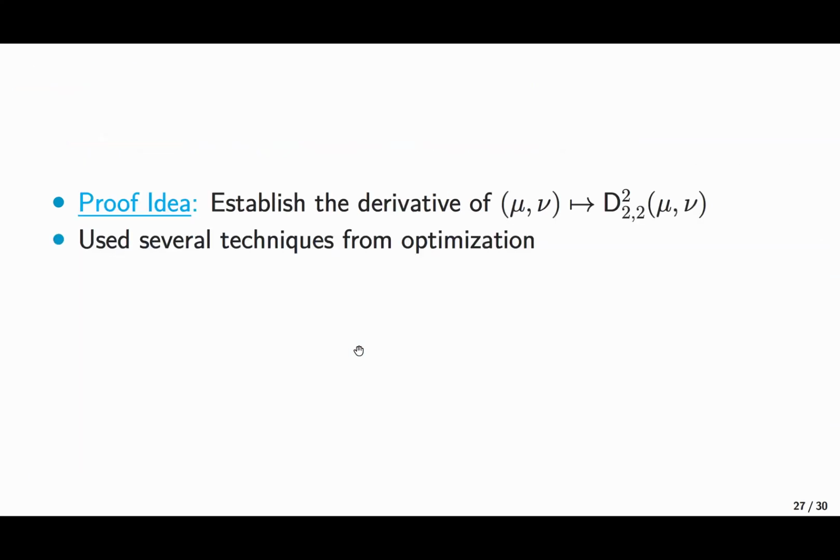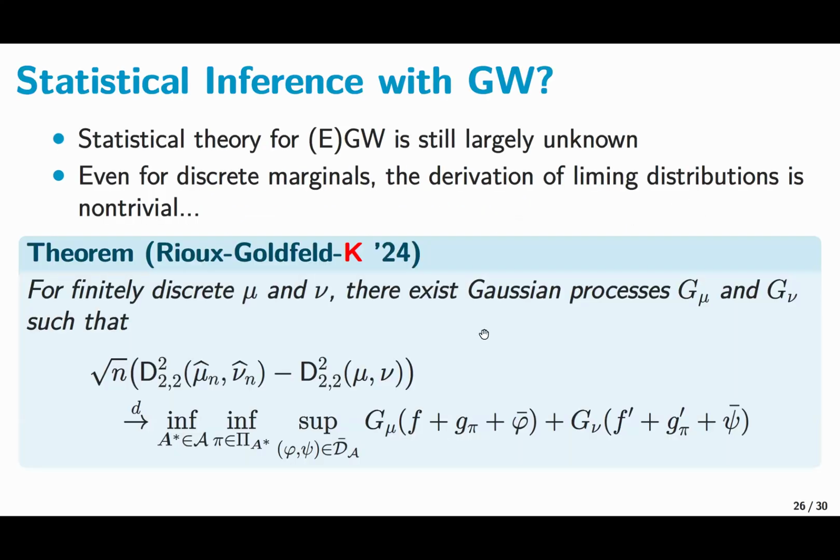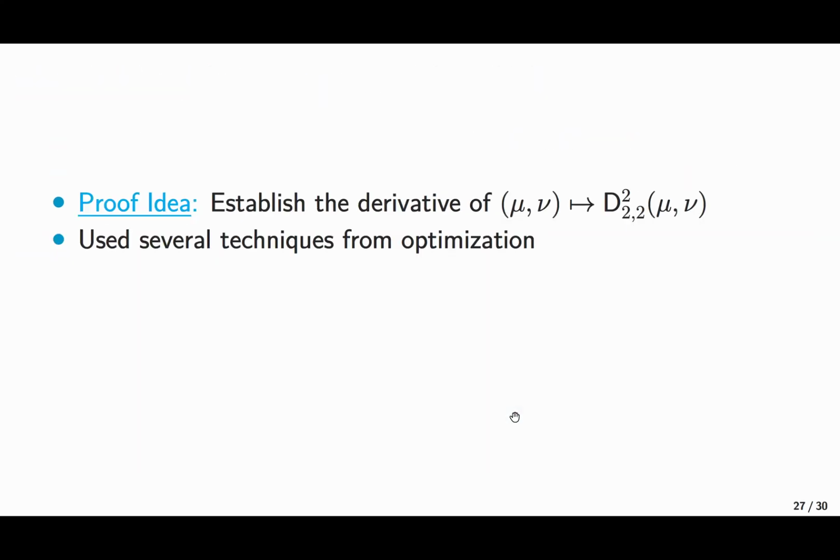Anyways, the proof idea is to establish the derivative of the GW with respect to mu and nu. In this case, mu and nu are both discrete, so we can parameterize mu and nu by finite dimensional vectors, right? But in this case, GW is not differentiable, as you can imagine. If this were differentiable, then what you get is a Gaussian distribution. So this mapping is actually non-differentiable, but still directionally differentiable. But establishing this was quite challenging.